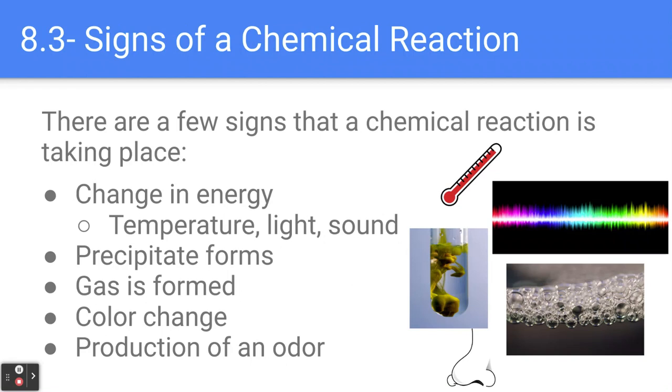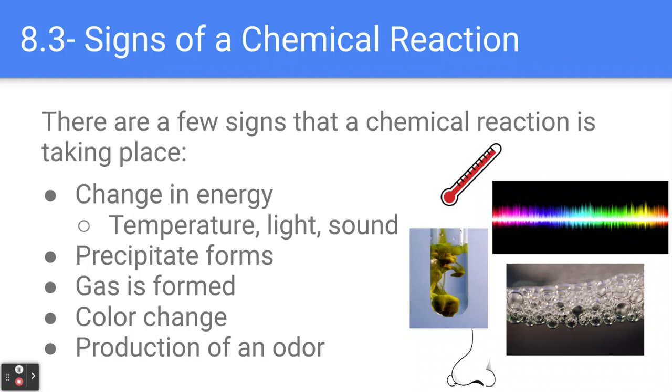All right, this next little chapter is the signs of a chemical reaction. There are a few signs that a chemical reaction takes place. One would be a change in energy. So we could have thermal energy changing, which would give us a change in temperature. You could also have light or sound energy given off. Some reactions produce quite a bit of light. Some produce a popping sound. Those are signs that a reaction is taking place.